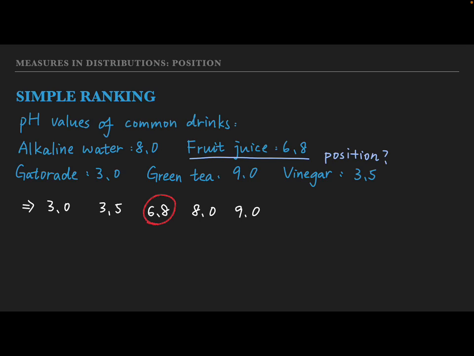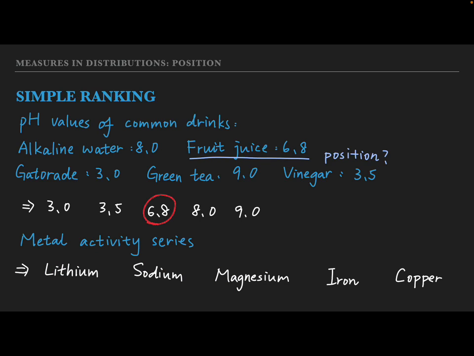Simple ranking is useful even if no numerical values are associated. For example, from the metal activity series, we note that lithium is the most active, then sodium, followed by magnesium, iron, and finally copper. Here we can see that iron has a simple ranking of 4 out of 5.